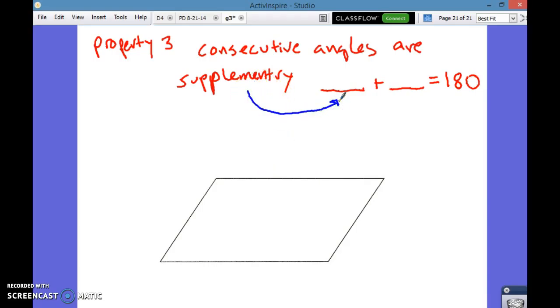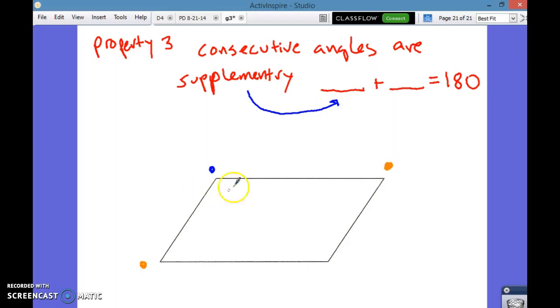Now, consecutive angles, all I mean by that are angles right next to one another. For example, these two angles are consecutive, as well as the blue angle and this angle are also consecutive. They just mean right next to. Like if you served consecutive terms as a president, there would be the two in a row.